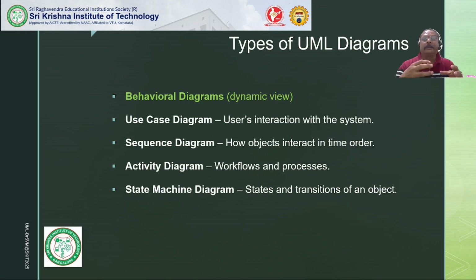If an object is behaving differently at different times, that means for each behavior we have a state, and how the transition happens from state to state over time is all represented in the state diagram.